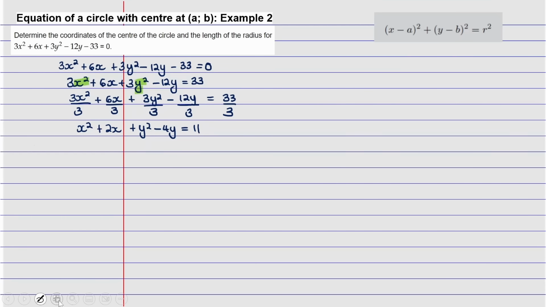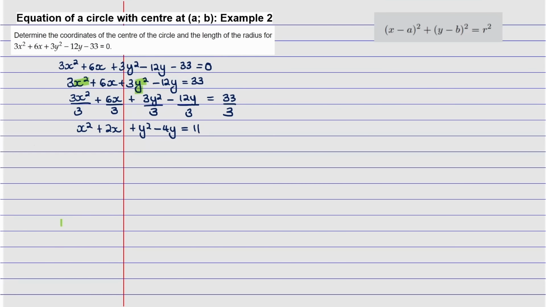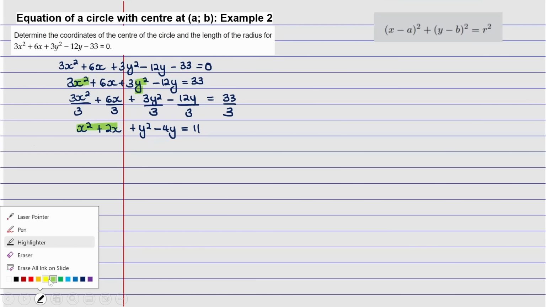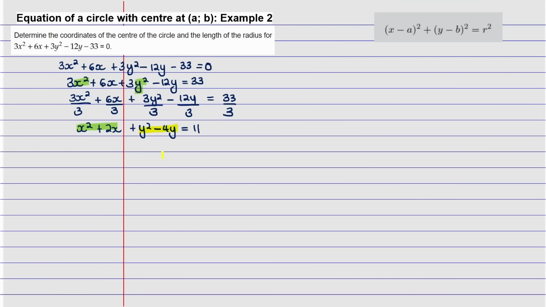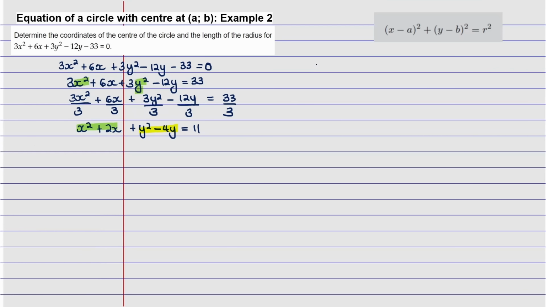So now what we're going to do is separately find the completing of the square of this one, then find the completing of the square of this one. So let's start with the one that I highlighted in green, the one with x. So you're going to say x squared plus 2x.